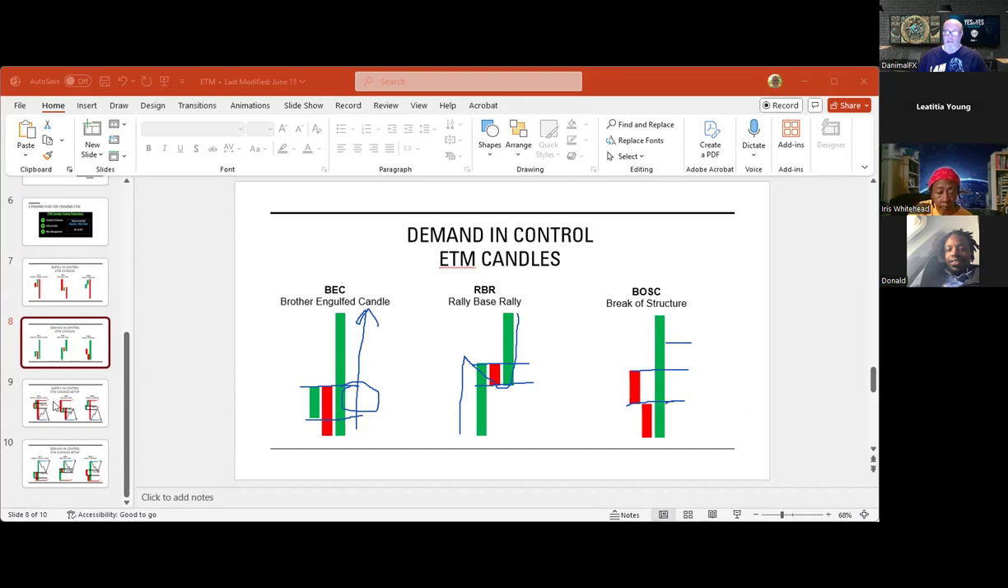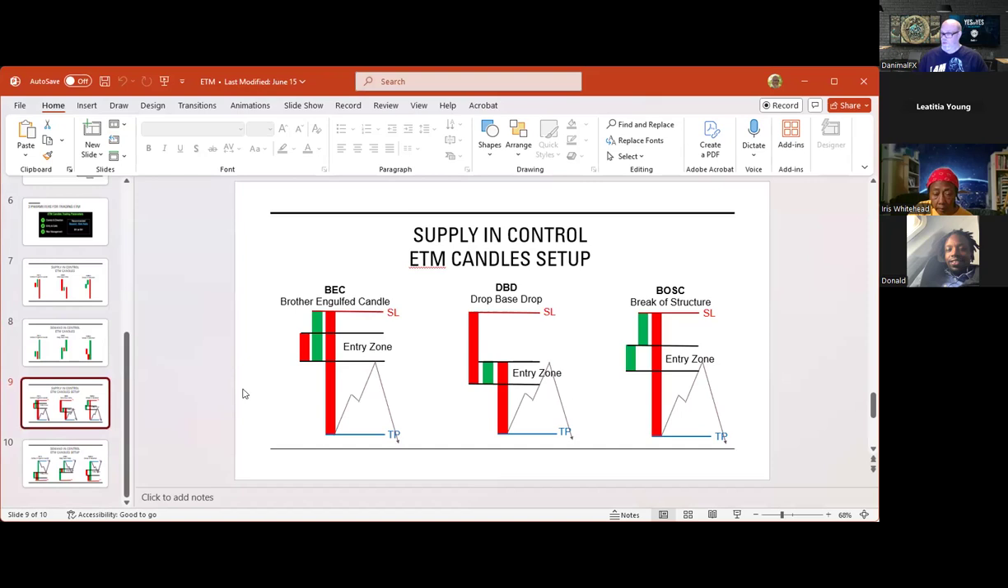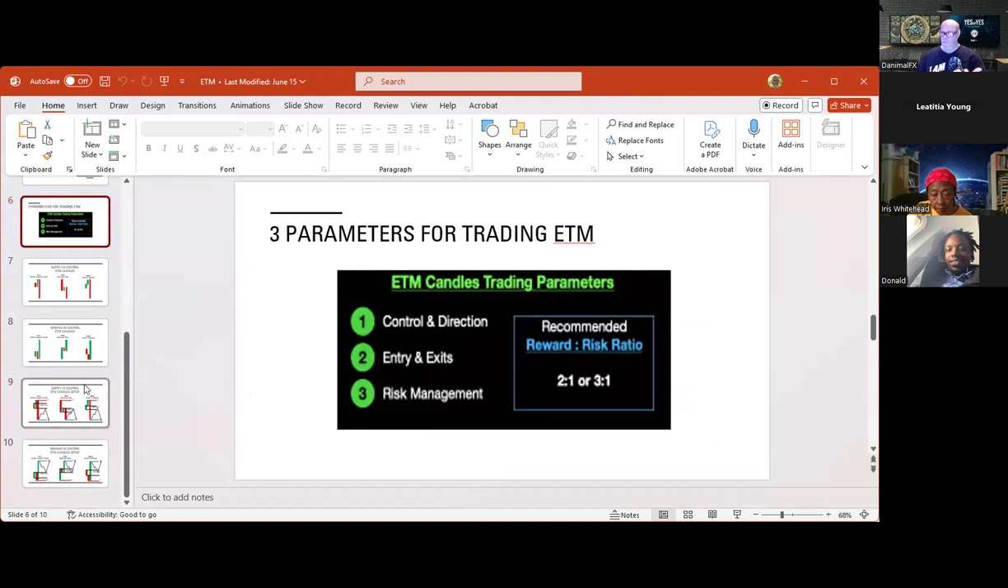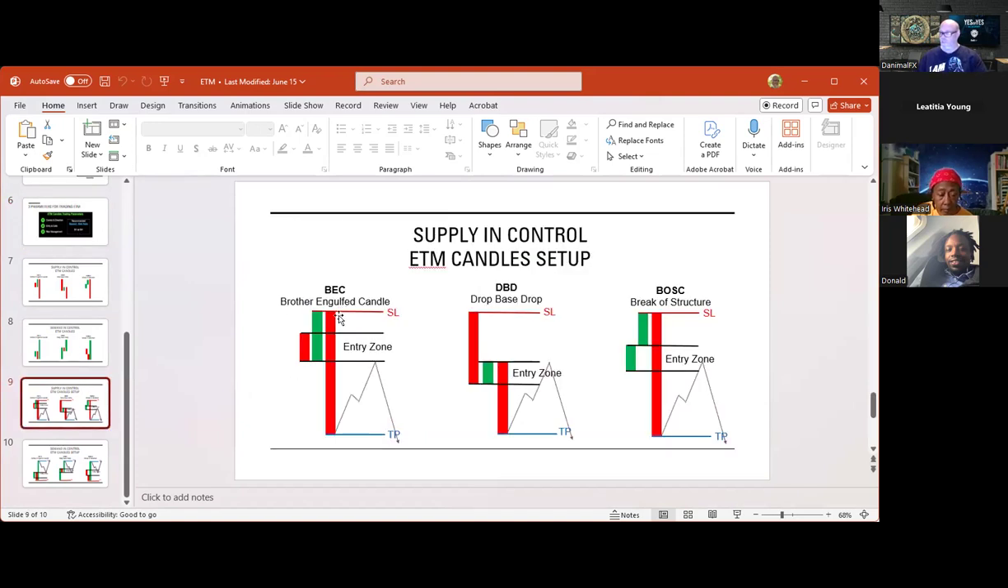So looking at the bearish, the BECs, again, we see that we have this entry zone. So when we're looking at our control and direction, we see the bears are in control. We have red candlesticks. If you have black and white candlesticks, it depends on which ones you have, but whichever ones you indicate as your bearish or down candlesticks, that would be your control candlestick. Same thing with the drop base drop. We have the bears in control.